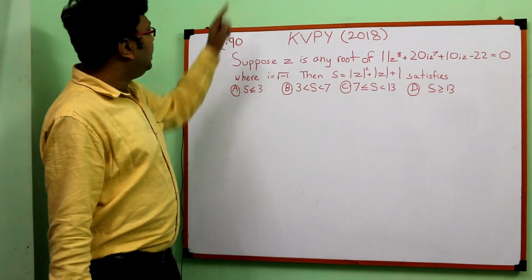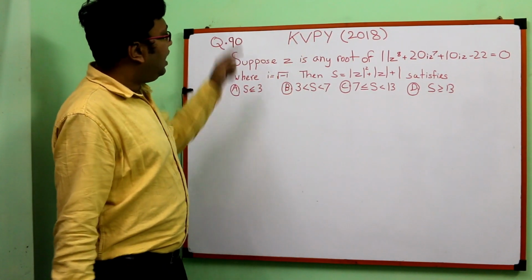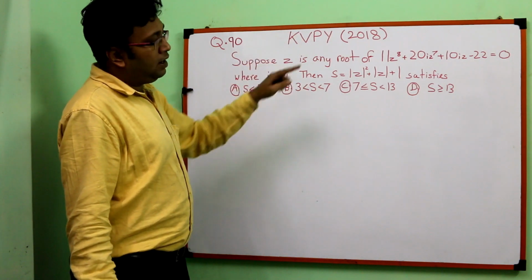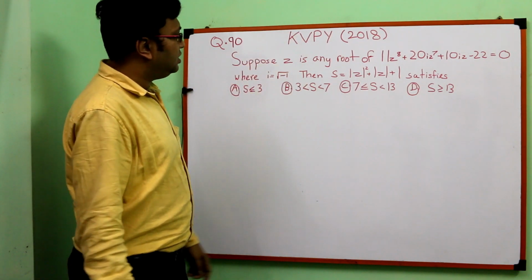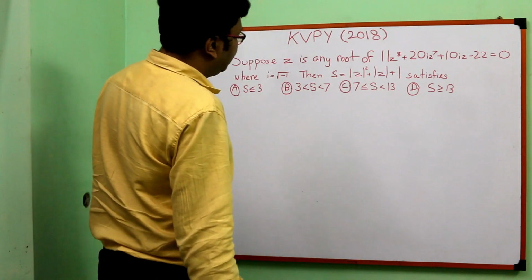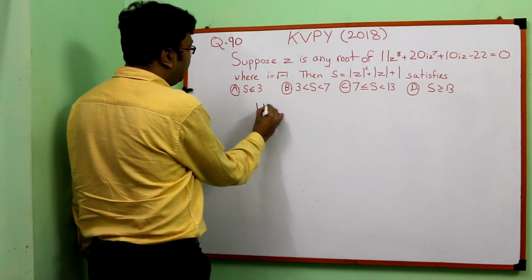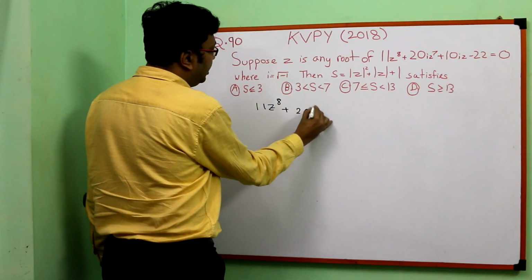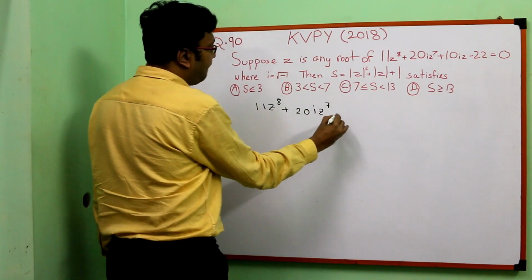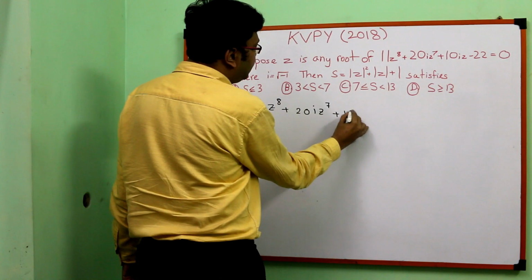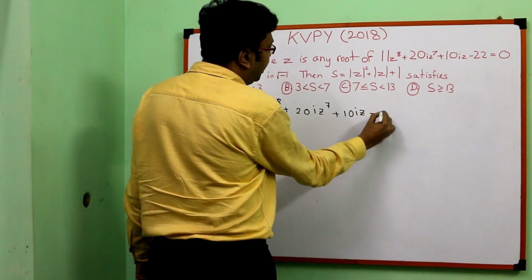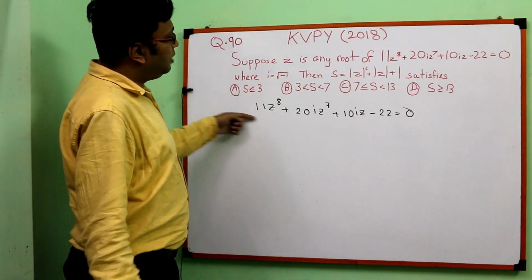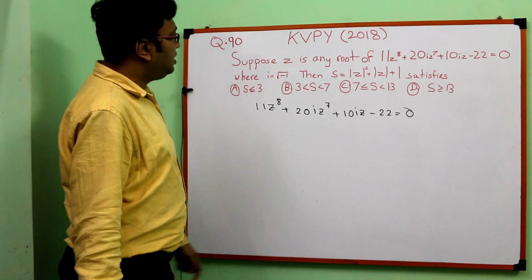Hello, it is question number 19 and it's a fantastic problem and one of the hardest problems that I have seen in KVPY examinations. The problem is given 11z to the power 8 plus 20i z to the power 7 plus 10iz minus 22 equal to 0. Now it's an 8-degree polynomial. The polynomial must have 8 roots.